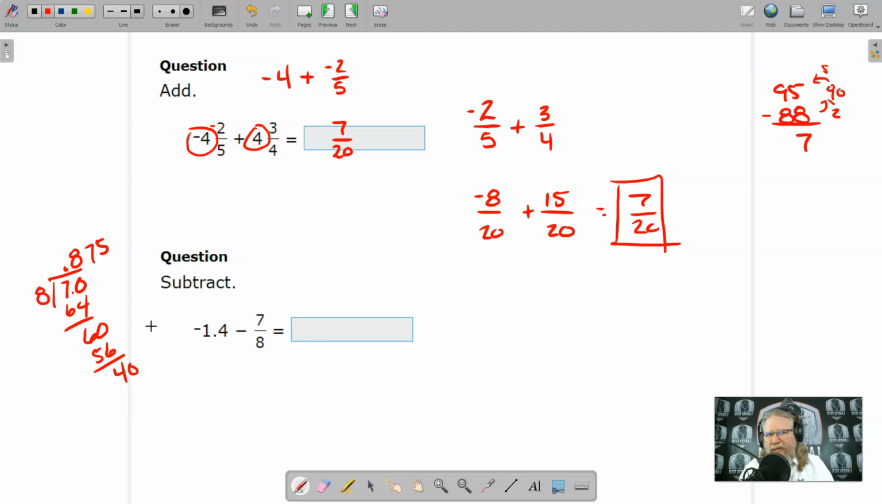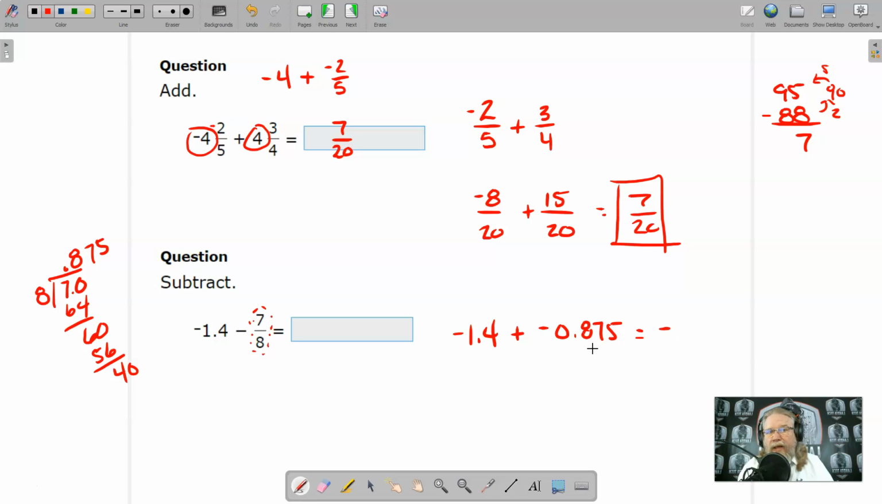Remember, every fraction is a division problem. So all I did was I just divided 7 by 8, right? So let's go ahead and take negative 1.4, and we're going to change this to addition, and take the opposite of positive 7/8, right? Because that's a positive 7/8. So this is a positive 0.875. So let's change that to a negative 0.875. Now, they're two negative numbers, so they're going to get more negative.